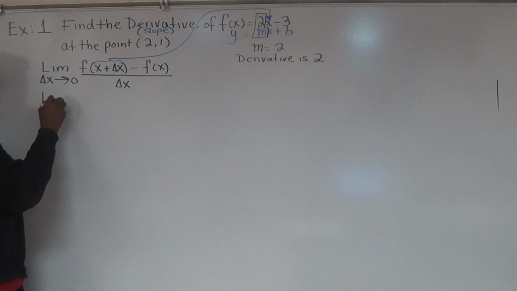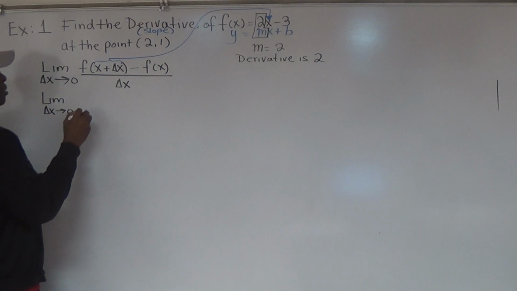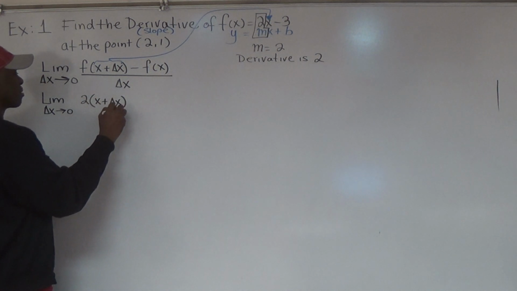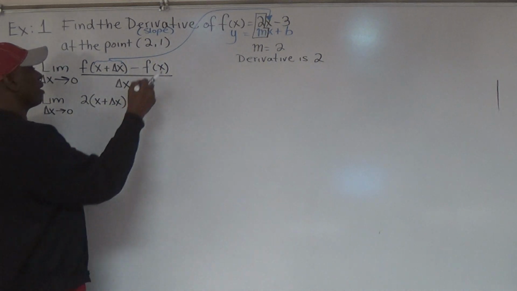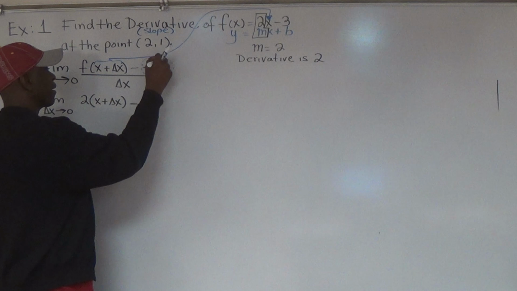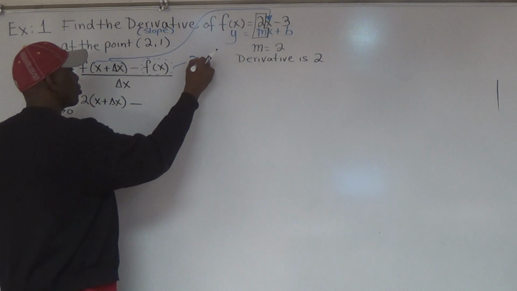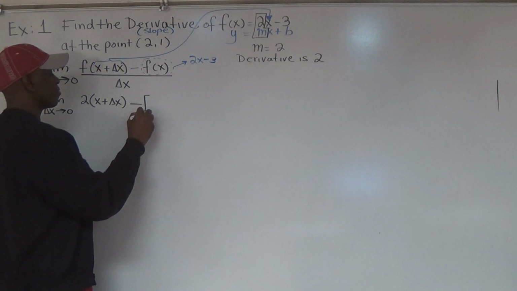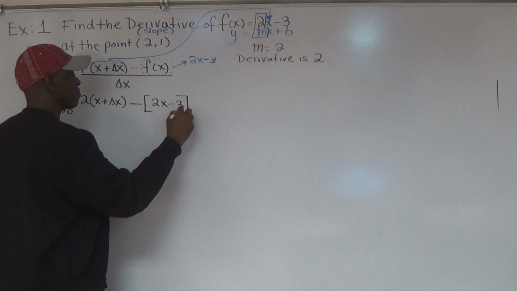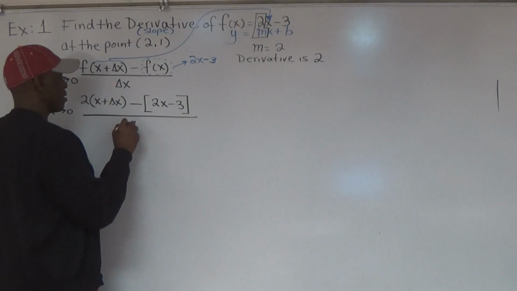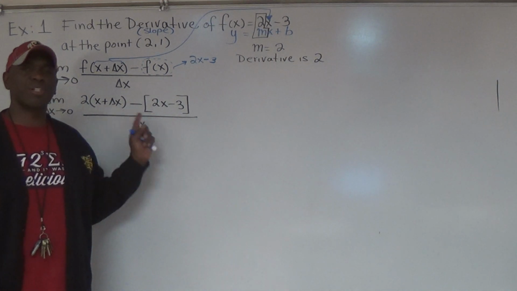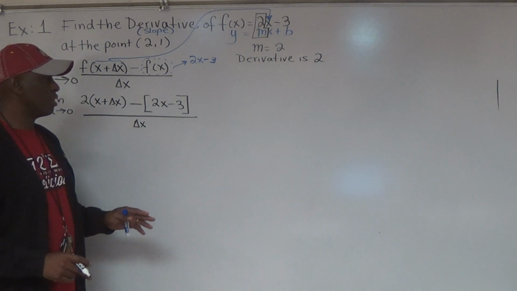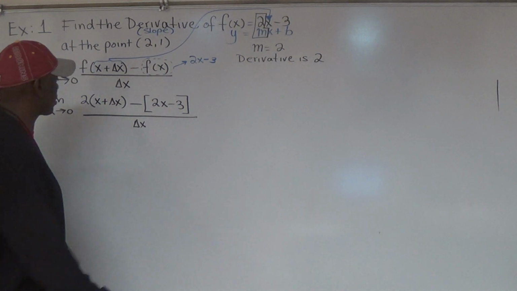So we're going to have the limit as delta x approaches 0 of 2 times x plus delta x, minus, well, what is f of x? f of x is 2x minus 3. So it's minus the bracket 2x minus 3, all divided by delta x. If you make the correct substitutions, the problem is all algebraic, Algebra 2 steps, and you're good. So now let's do all the algebra steps, and this is done. We're finished with it. Let's go.